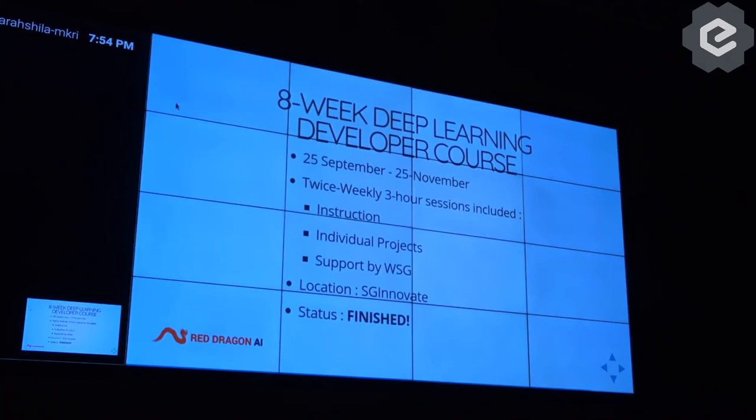So here is the 8-week deep learning developer course, which we talked about a lot last year. This happened from the 25th of September to the 25th of November. It consisted of twice weekly 3-hour sessions, which is a lot, and homework, which had instruction. Everyone had individual projects. People from Singapore and PRs got funded 70% of the cost by WSG. Who here attended the course? I have some, and that guy did too. That was held at SG Innovate. This is over, but just to say that when we said it would happen, it did happen.